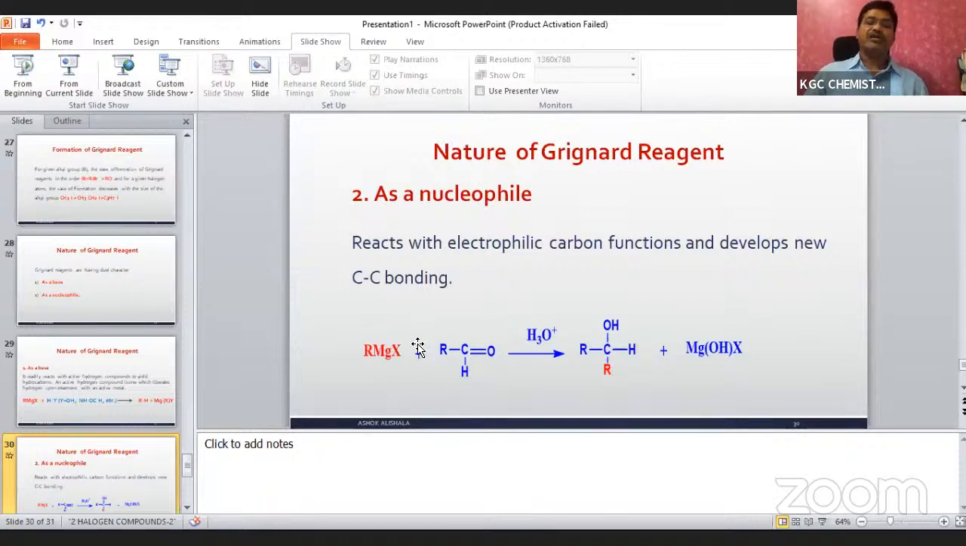For example, we have already covered carbonyl compounds. How does a carbonyl compound react with the Grignard reagent to form the different types of organic compounds you have learned?